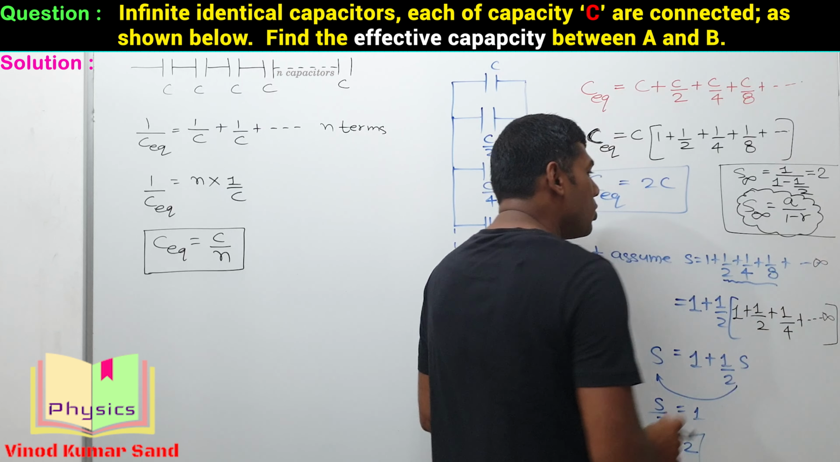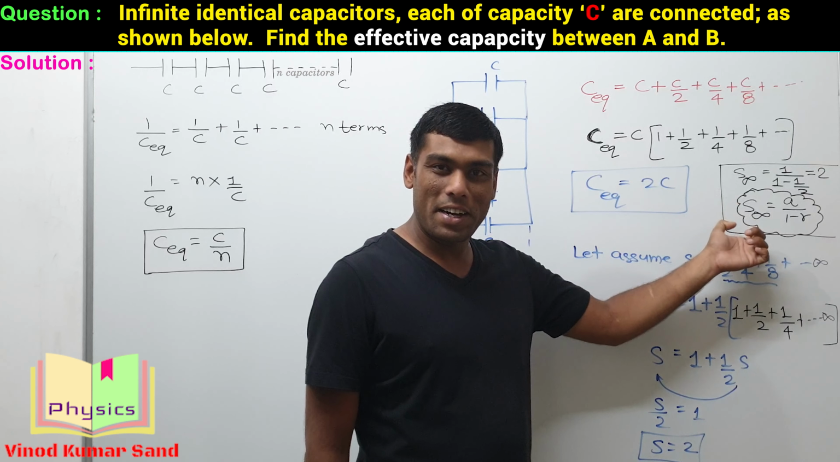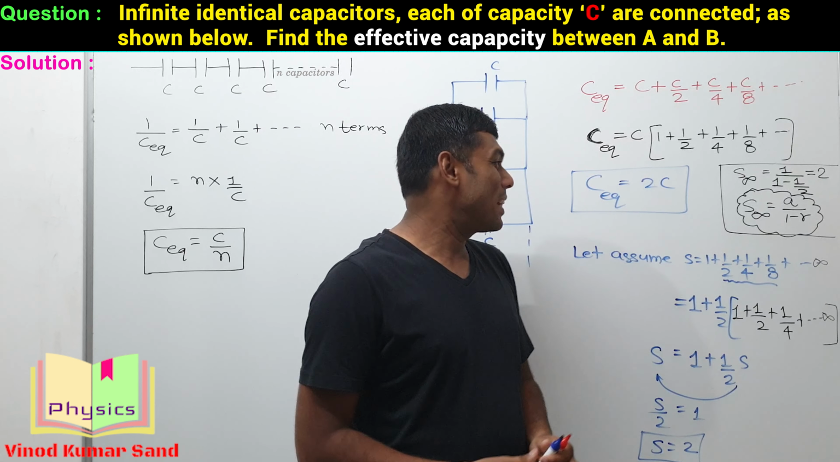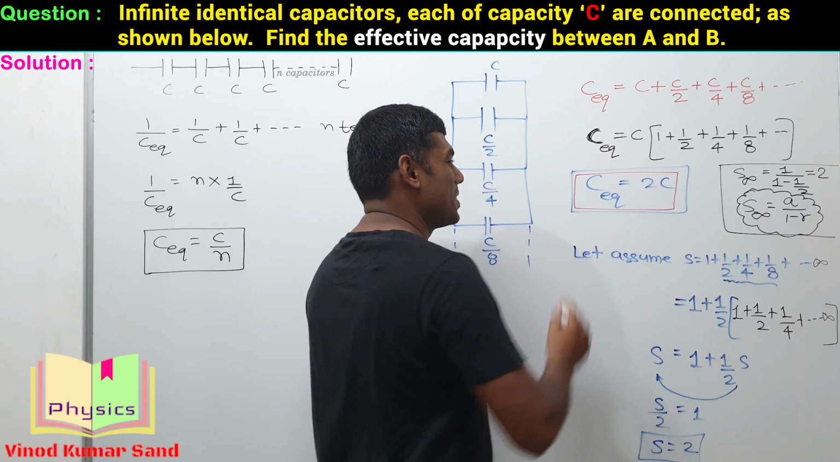So either you can solve it using the knowledge of the summation of the infinite geometric progression, or you can solve it using this intuitive method. So the correct answer is C equivalent is equal to 2C.